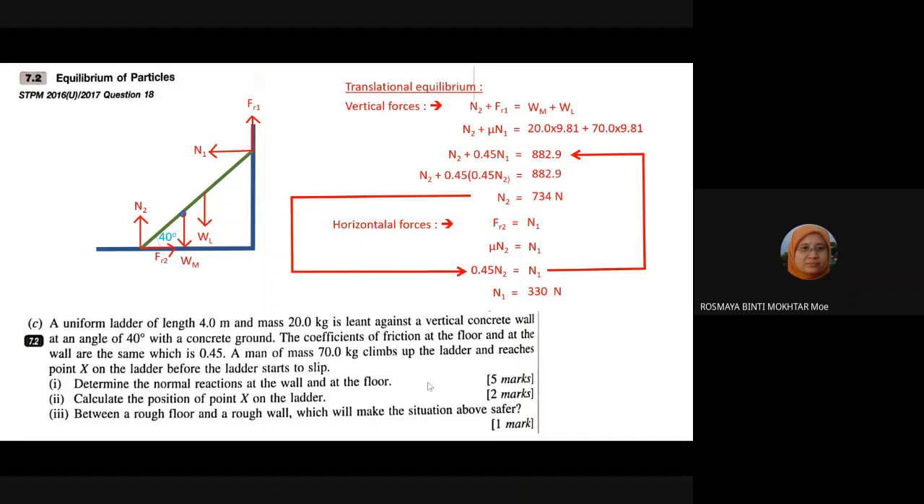No? So we continue with C2. The C2 question is: calculate the position of point X on the ladder. So point X on the ladder means here, I didn't write the X here, where the man climbs up the ladder and stops at this point.